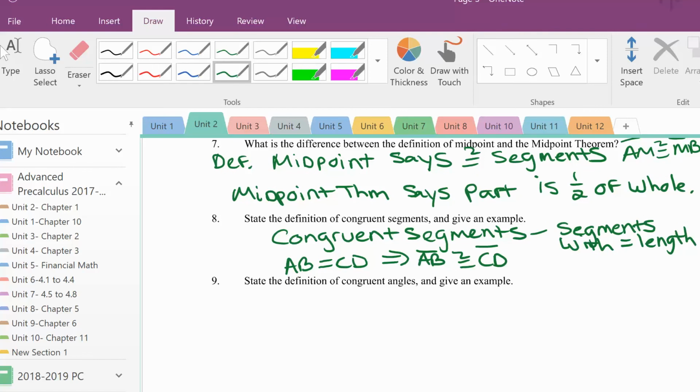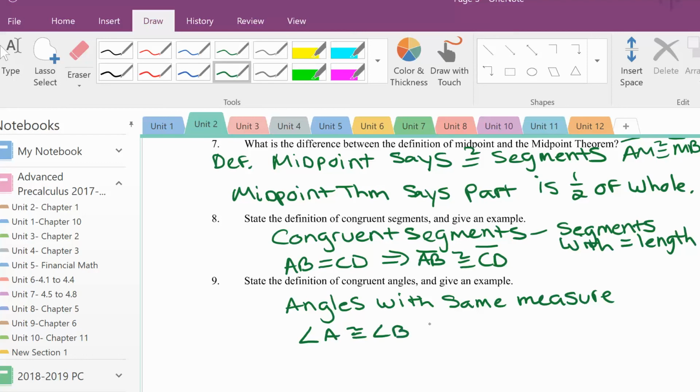If you're talking about the definition of congruent angles, that means they're angles with the same measures. So if you say angle A is congruent to angle B, that means that the measure of angle A is equal to the measure of angle B. So that's the definition of congruent angles: if they're congruent, they have equal measure. Same with segments. If the segments are equal, then they're congruent, and vice versa.